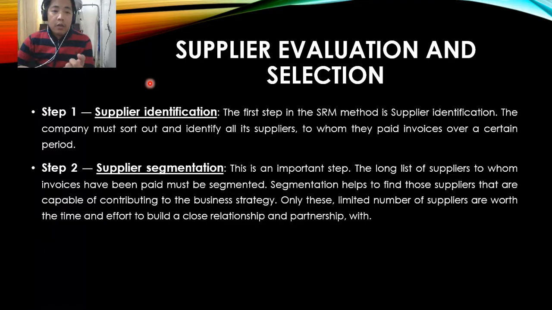After that, when you identify all the suppliers, this is the most important step, the supplier segmentation. After you identify them, it will be a big list, and it will be divided into, for example, these three suppliers for the spare parts, these three suppliers for the batteries, and these three suppliers for the tires.